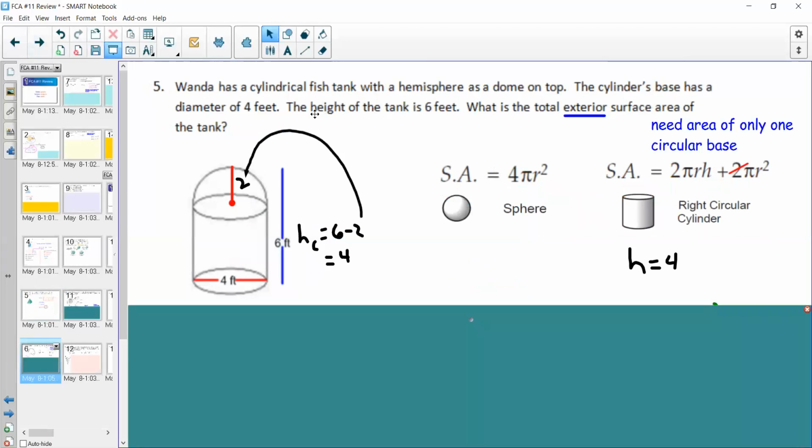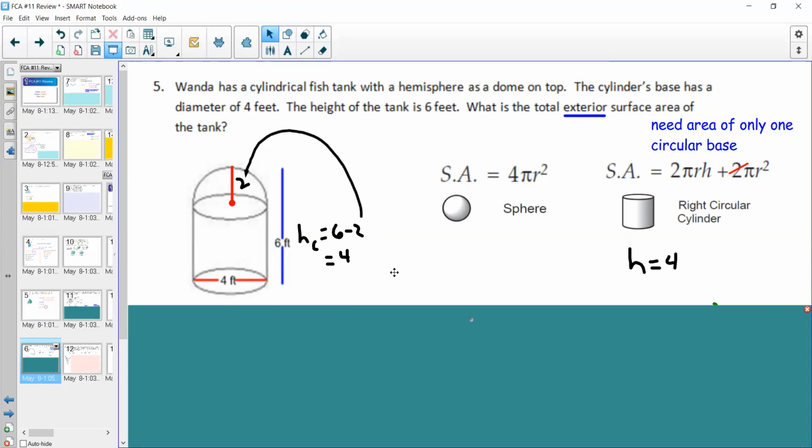All right, number 5. Wanda has a cylindrical fish tank with a hemisphere, that's half a sphere, as a dome on top. The cylinder's base has a diameter of 4 feet. The height of the tank is 6 feet. What is the total exterior surface area of the tank? Okay. Exterior, so that would exclude the base at the bottom.